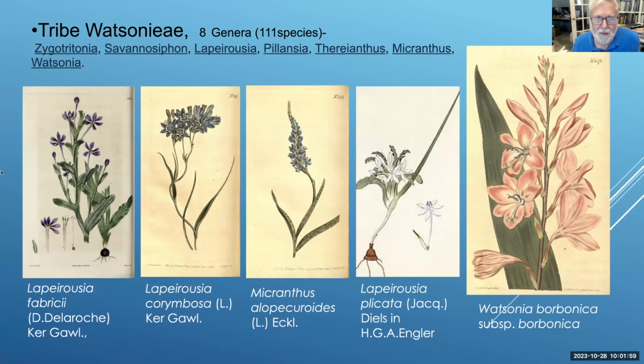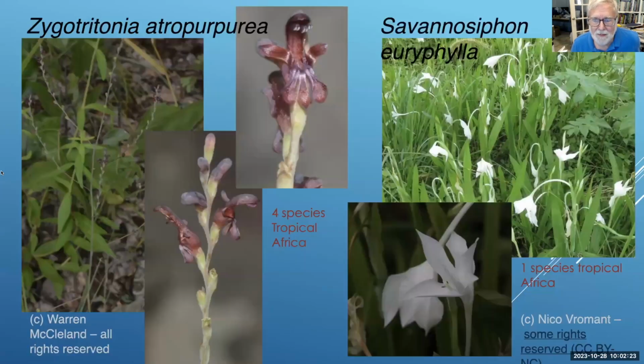So there's 8 genera and 111 species. But remember, these are constantly changing. And a lot of these genera wind up getting combined and others separated into different genera depending upon the authority that's looking at them. So let's go to the next slide.